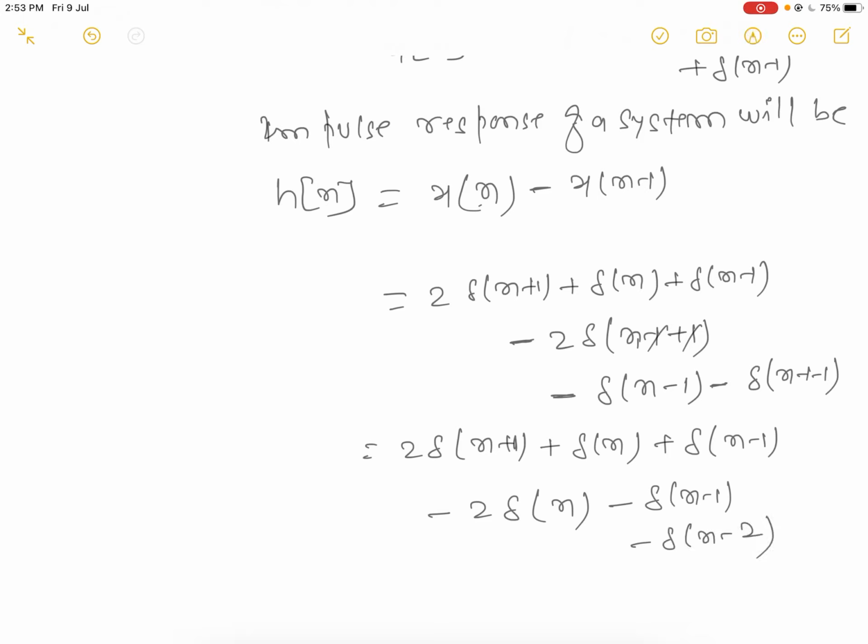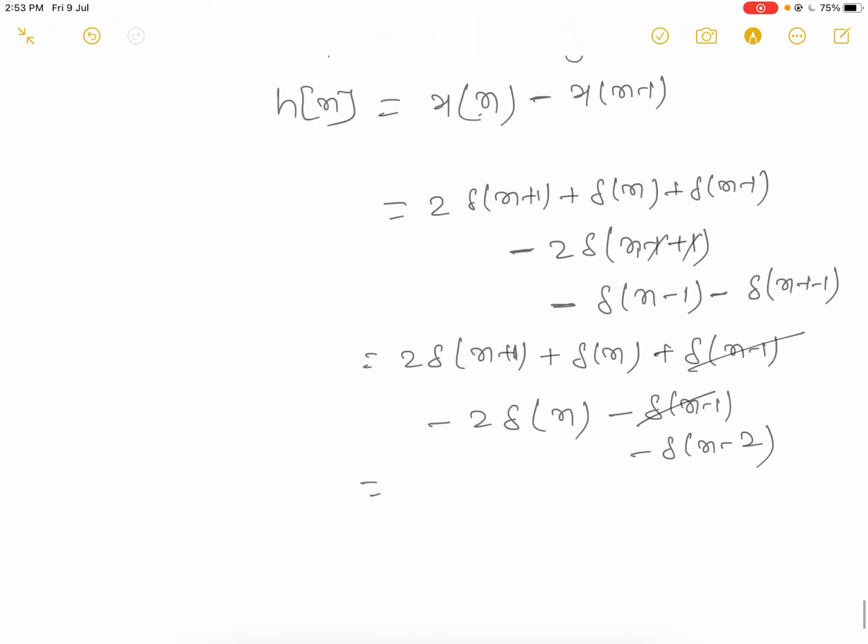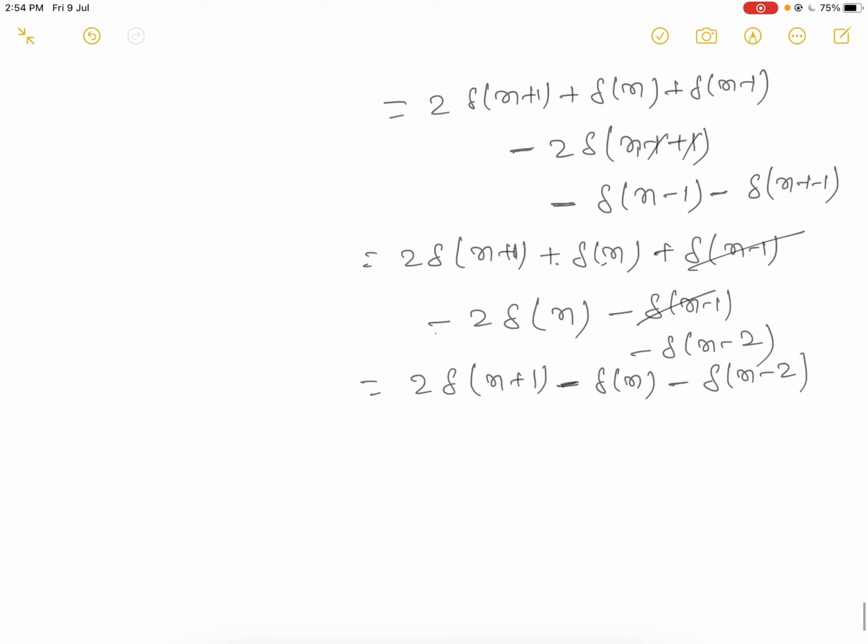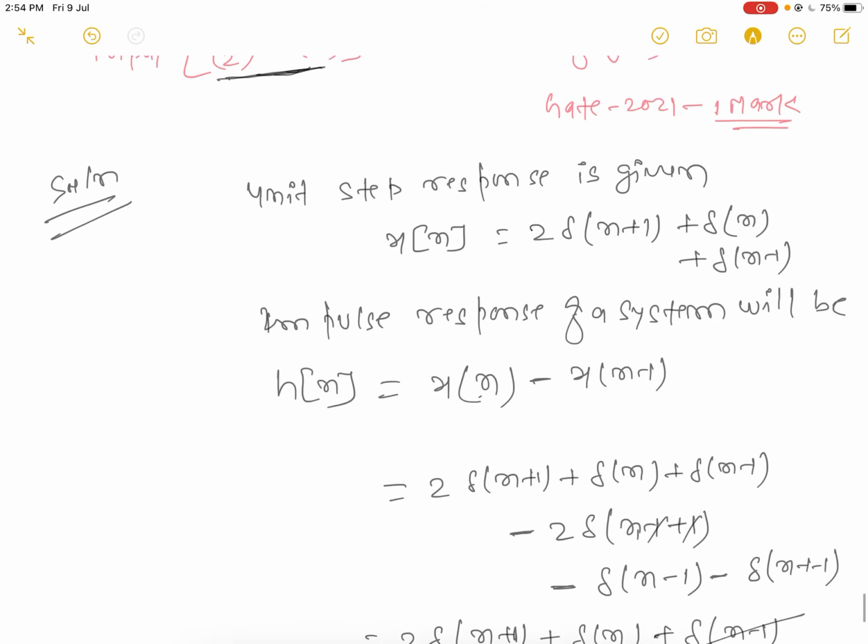Now simplify it. What will happen here? Plus del n minus del n minus 1 cancels out, and we will get 2 del n plus 1 plus del n minus 2 del n, then minus del n minus 1 minus del n minus 2. Okay, this one is the impulse response.